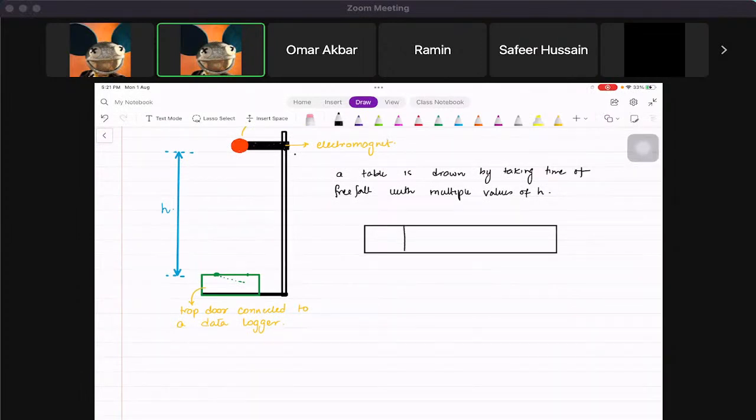So you gotta have h in meters, and then of course we repeat the experiment, take time for it, and then we take the average of time, and I'm writing the units beside it, and then we take the square of the time like this. Okay, so it would be second square. Is it clear, everybody?